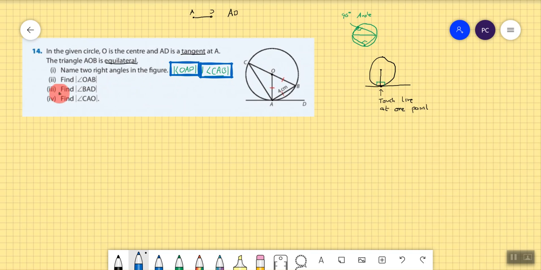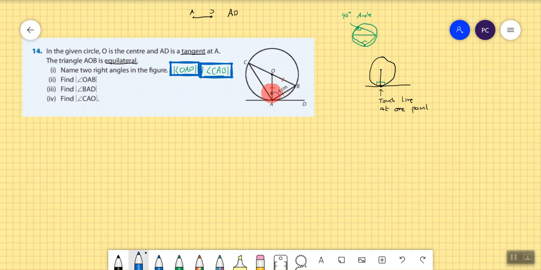So the next one then is find the angle OAB. So we have the angle OAB. So we want to find out what this angle here is, OAB. So we're trying to figure out what this angle in here is.